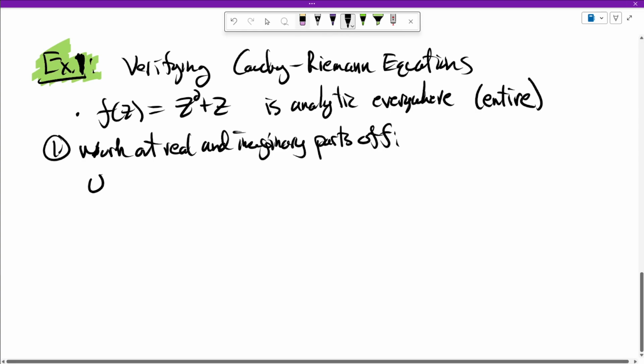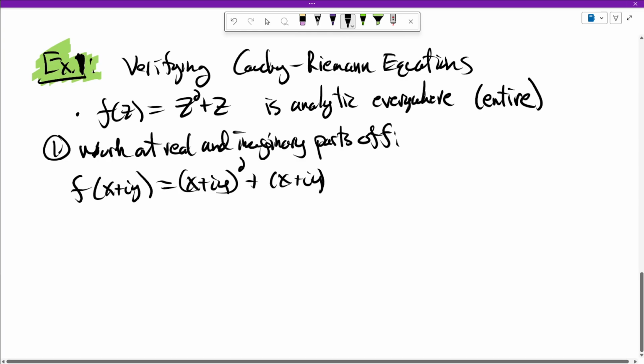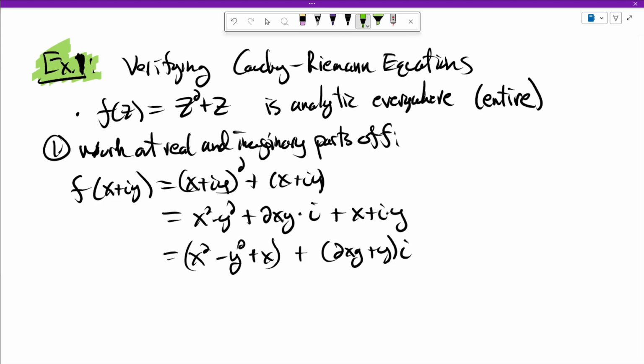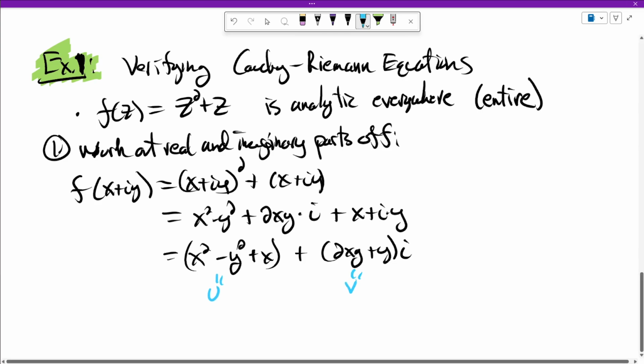So what are u and v in this case? We're going to replace our z with x plus iy and then see what they are. We've actually already done z squared. z squared we can rewrite as x squared minus y squared plus 2xyi. But then we're adding z to it. So let's move that x squared over, and then we'll factor out i from what's left. Great. So this is our u here, and this is our v.